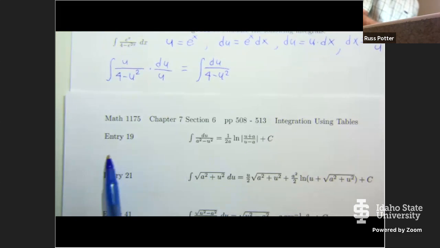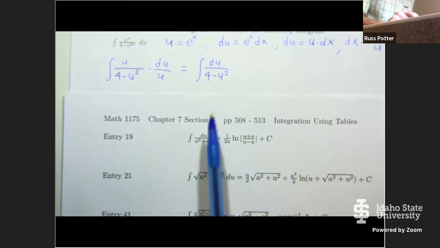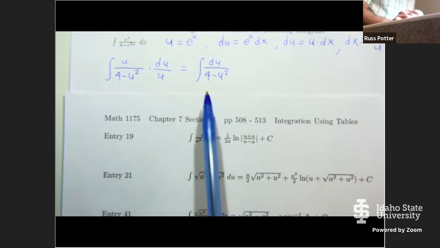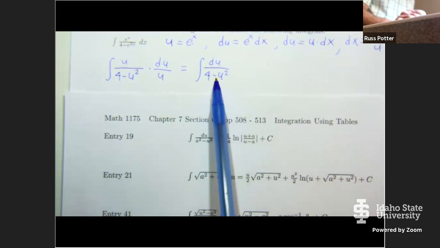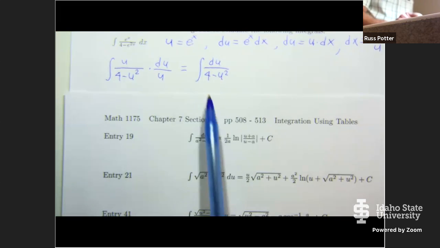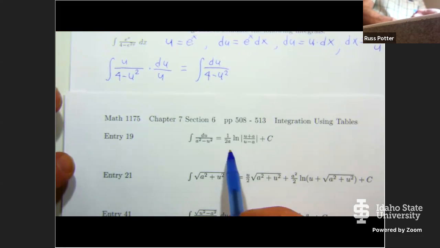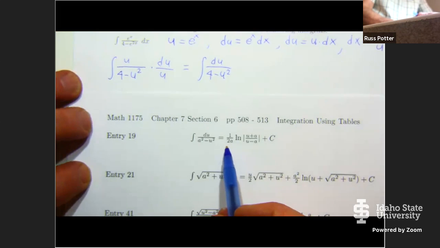So it looks like entry 19 is the match that we want. Entry 19 in the table of integrals, the indefinite integral of du over a squared minus u squared. So in our particular example, a squared is 4, so the value of a is 2. And then we just use the formula.